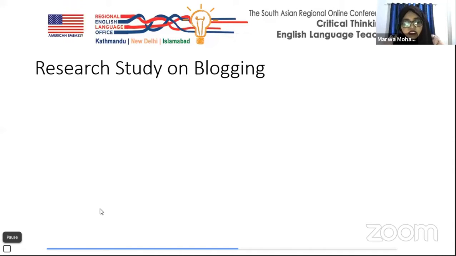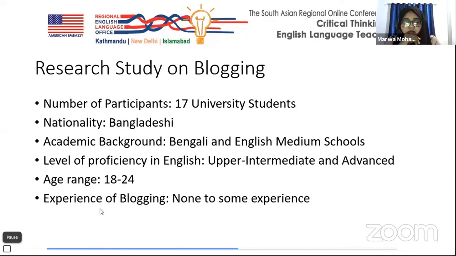So, the research study that I conducted on blogging contained 17 university students, and all of them were Bangladeshi students, and they were from either Bengali or English medium schools. They had the proficiency of upper intermediate or advanced level, and the age range was between 18 to 24. They had none to some experiences of blogging.